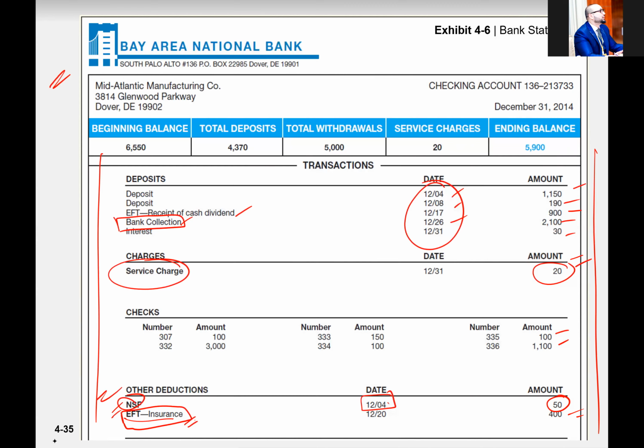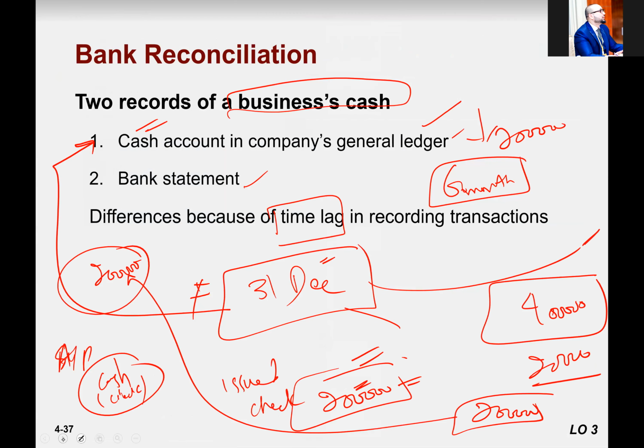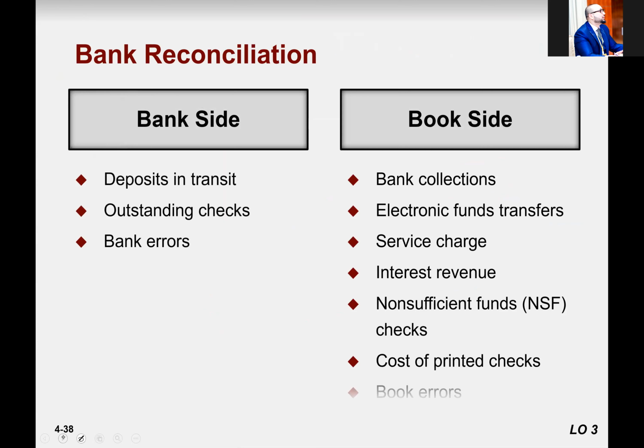So let's talk in detail about the possible reasons for these discrepancies. On the bank side, the reason why the bank and book sides are not equal is either deposits in transit. For example, you issued a paid order or you issued a check. It takes 2 to 3 days to clear that one. The bank receives the check, but it takes 2 or 3 days of processing time to transfer money to your account or from your account to another account.